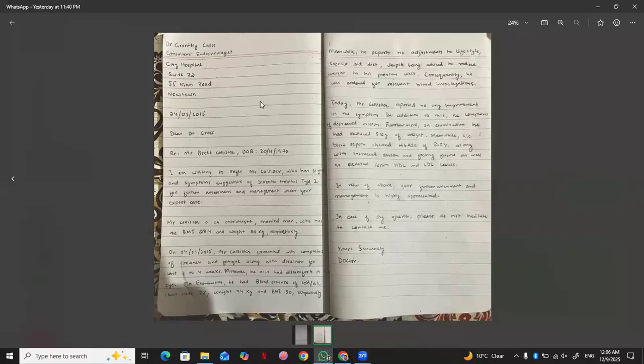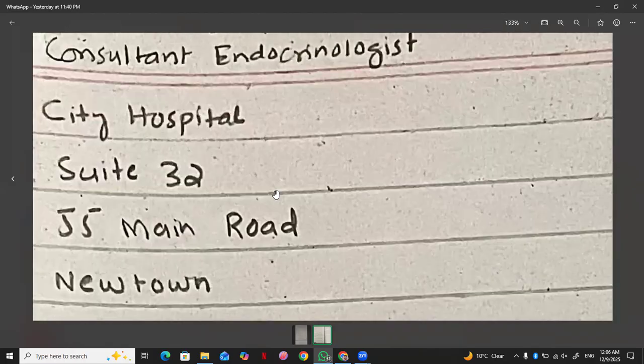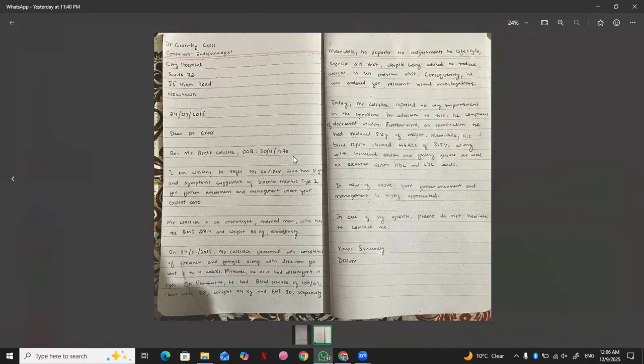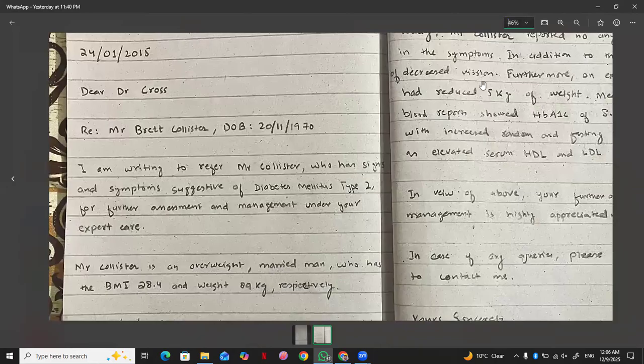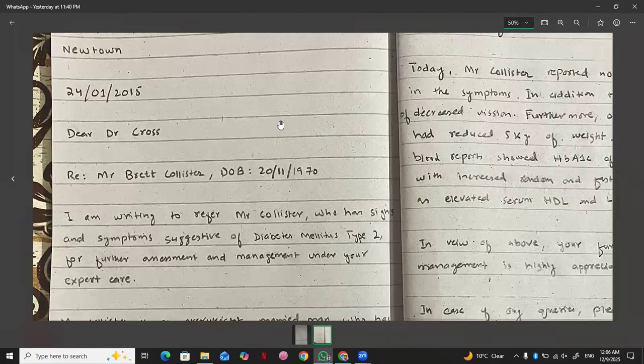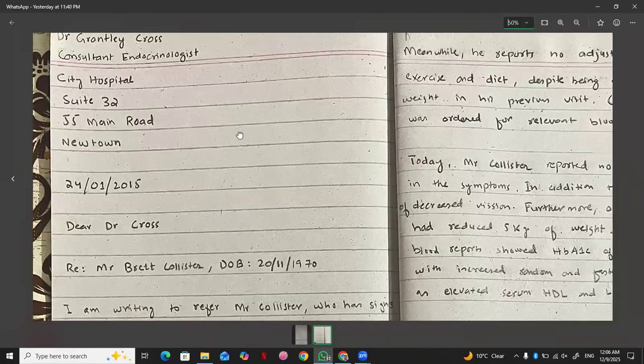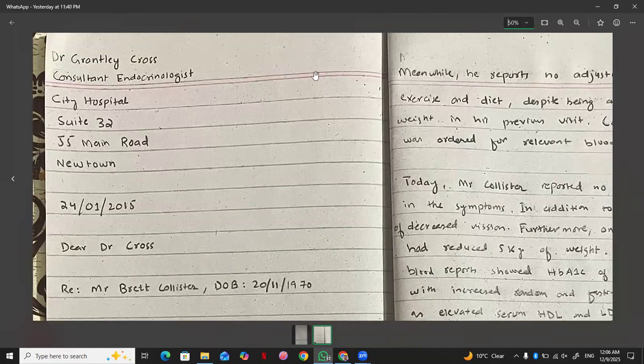Okay, this is your letter. I hope you can see the screen as well. No, I cannot see anything on the screen at the moment. Okay. Can you see now? Not yet. Yes, yes, now I can see. Okay. Yes, I can see the screen. Okay.